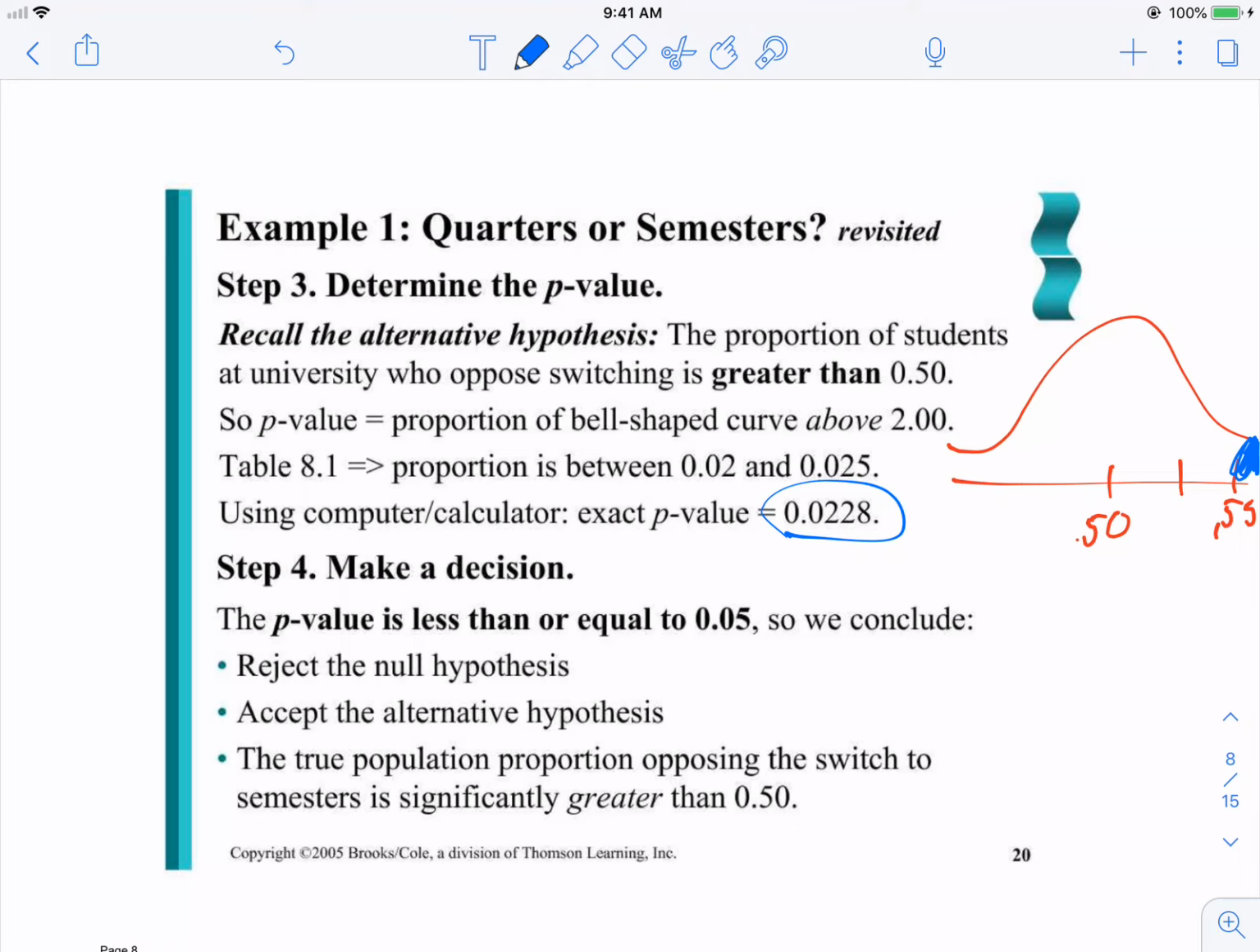If it were two-sided, then we'd have to get this on the other end and multiply it by 2. But it's not. So we have our p-value that is less than 0.05. We reject the null hypothesis, accept the alternative hypothesis. The true population proportion opposing the switch to semesters is significantly greater than 50%. We have evidence of that.